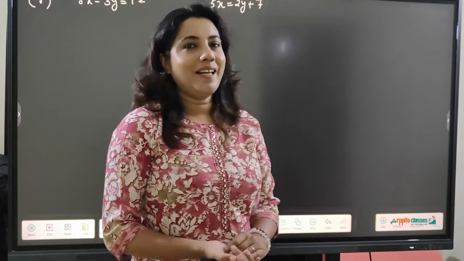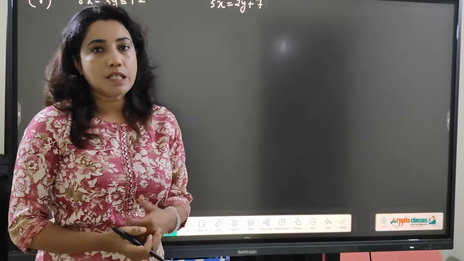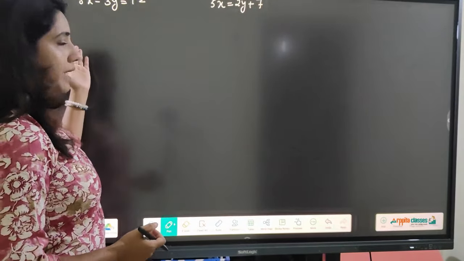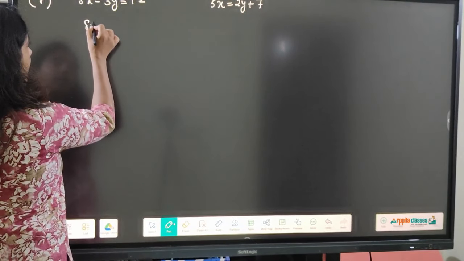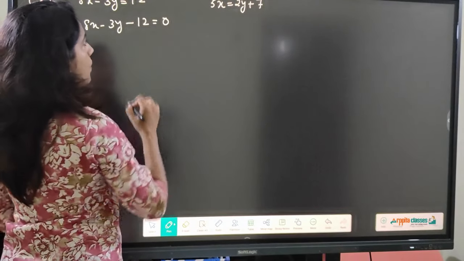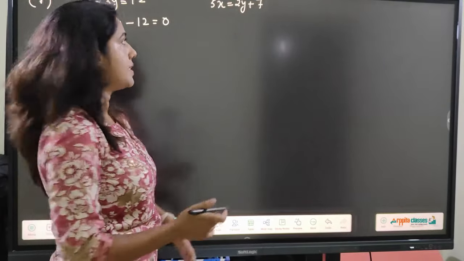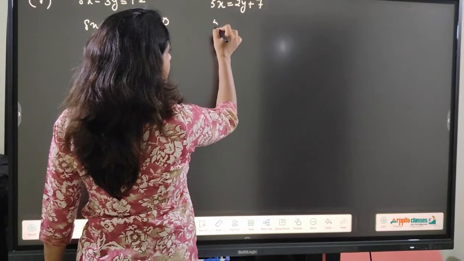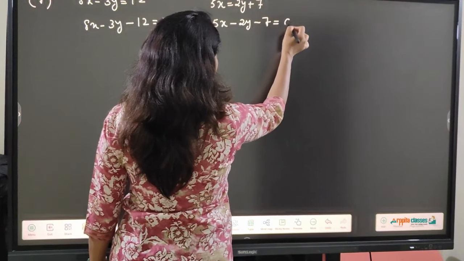Okay, so let us start with the next question. Question number 7. So in the first equation we see the constant term is on the right hand side, so we have to get it in the left hand side and make the right hand side 0. So we'll write it this way: 8x minus 3y minus 12 equal to 0. And this side we can see the y and the constant term both are on the right hand side, so we'll take both of these in the left hand side. So 5x minus 2y minus 7 equal to 0.